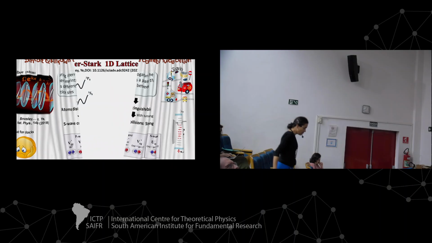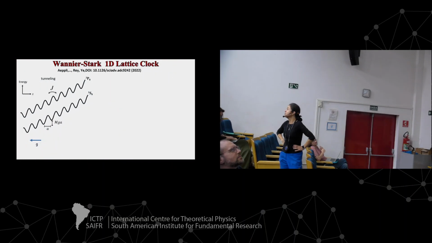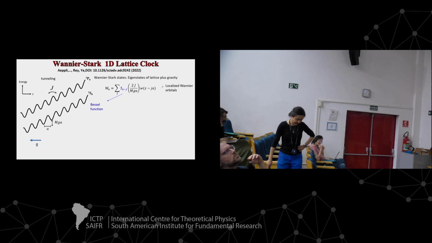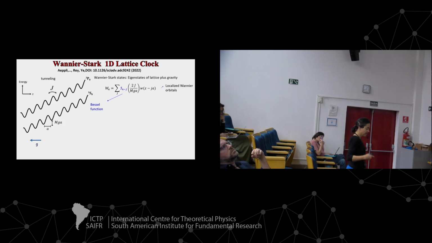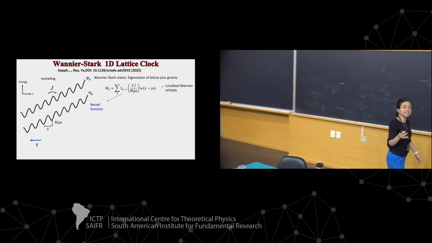Okay, so now we are going to go to the new generation of clocks that we call the Wannier-Stark 1D lattice clock. This clock is vertical, and therefore the ground and the excited states now have an energy cost mgλ/2 for one particle to move from one lattice site to the other. If you try to diagonalize a particle in a lattice with a tilt, the eigenstates are called Wannier-Stark states.